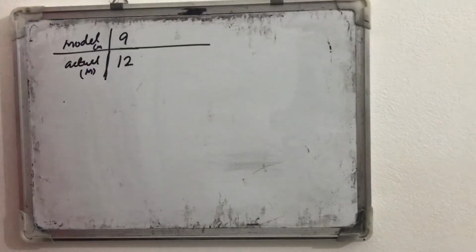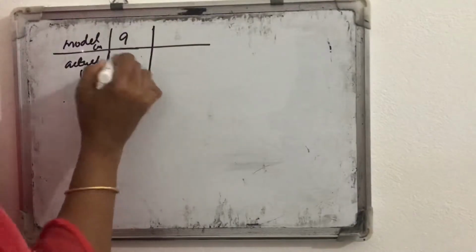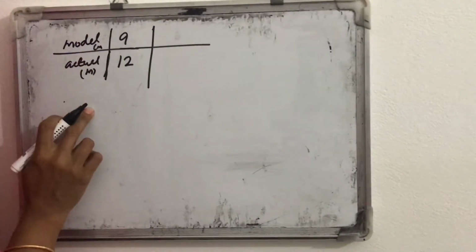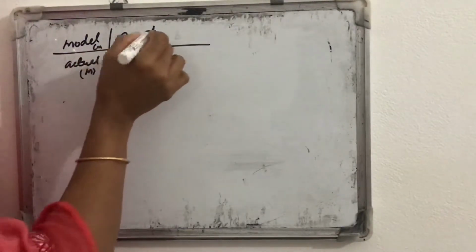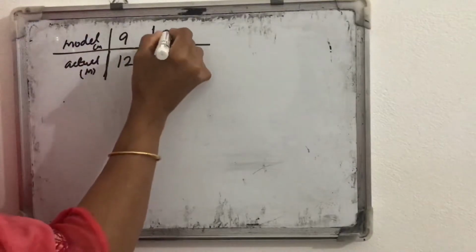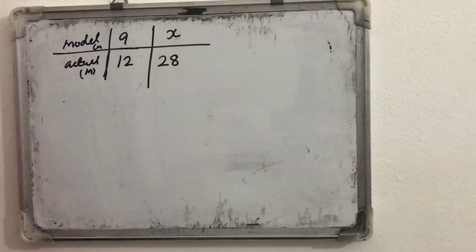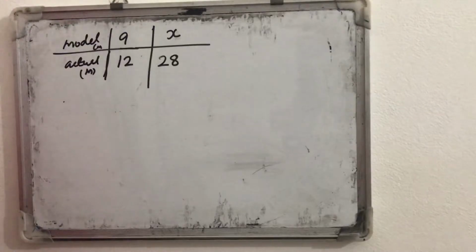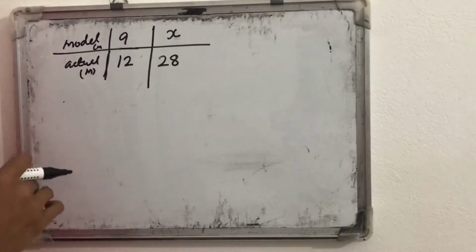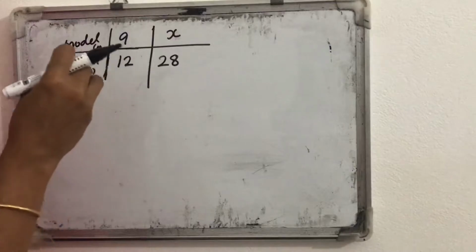Next, the length of the actual ship is given as 28 meter. How long is the model ship? The length of the model ship is not given here, that we want to find out, x. Now we know if the length of the ship increases, its mast length also will increase, and the model ship's mast also will increase. So they will be in direct proportion.